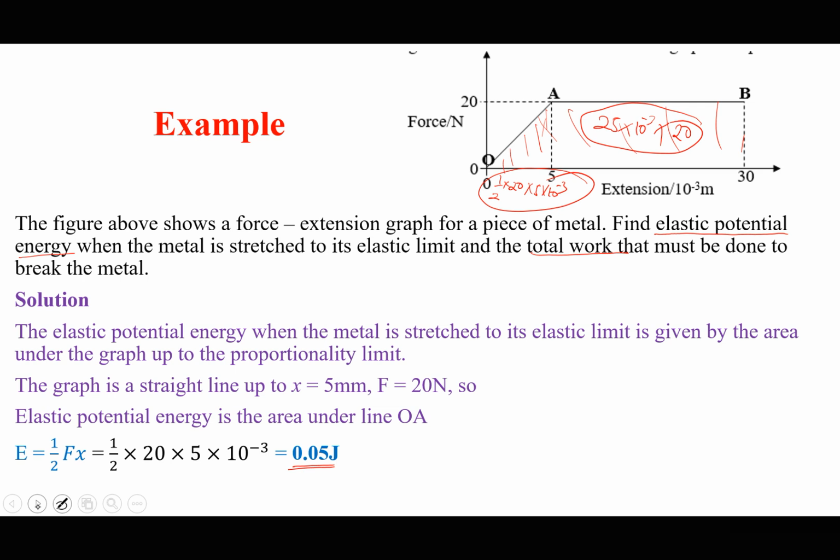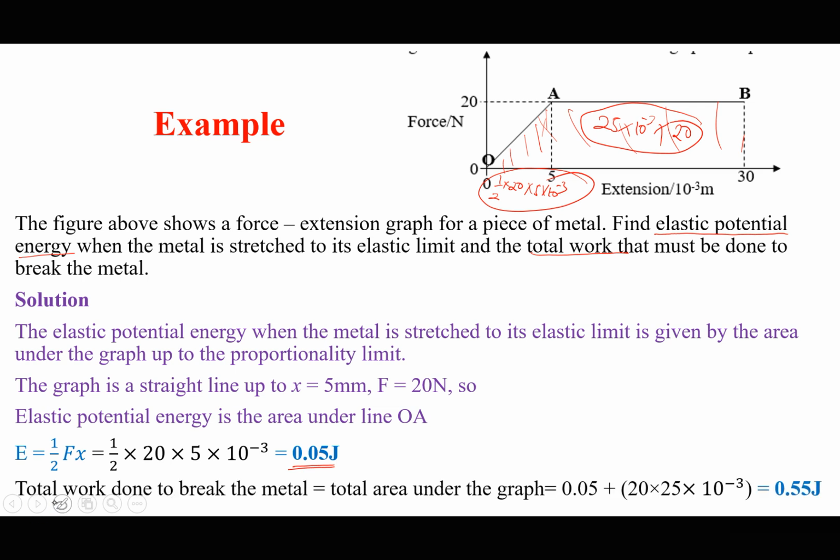If I wanted total work done, then I will find the total area under that graph. Since we have a triangle and a rectangle, I just sum up the two. And this gives us 0.5 plus 20 times 25, which gives us 0.55 joules. So that is the total area under the graph, which is the total work done.